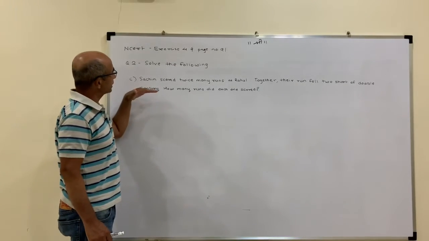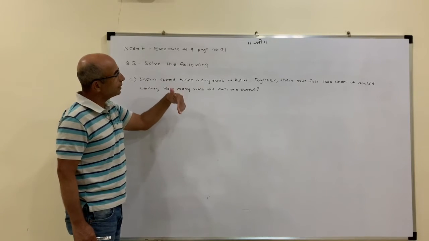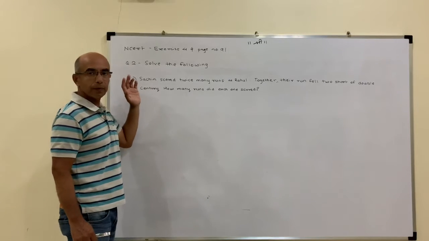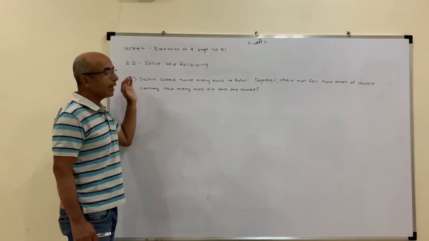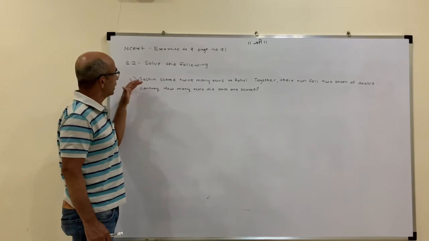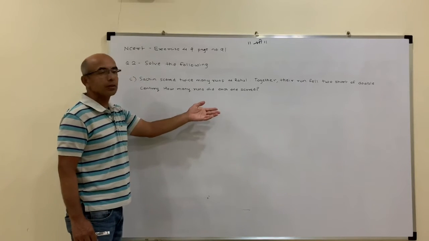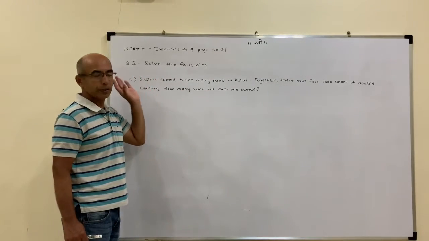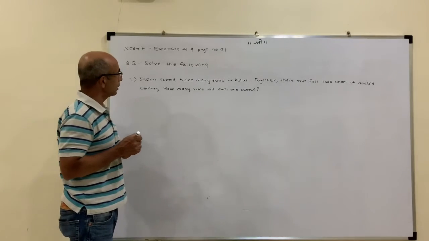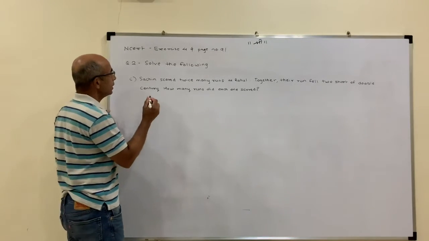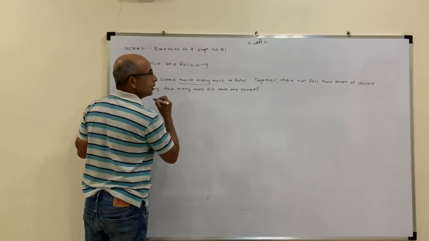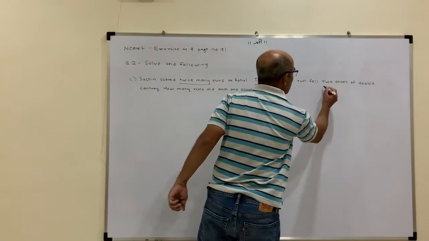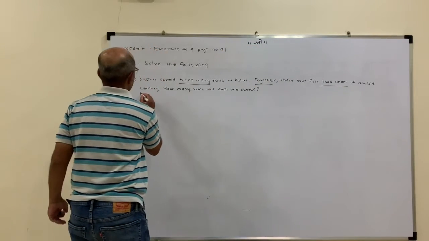Question C. Sachin scored twice as many runs as Rahul. We need to understand this problem from the basics for complete understanding. Sachin scored twice as many runs as Rahul. Together their runs fell too short of a double century. So the things to be underlined are: Sachin scored twice as many, together their runs fell too short of a double century.